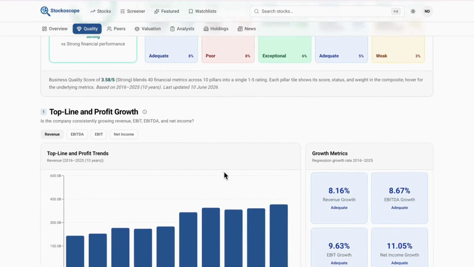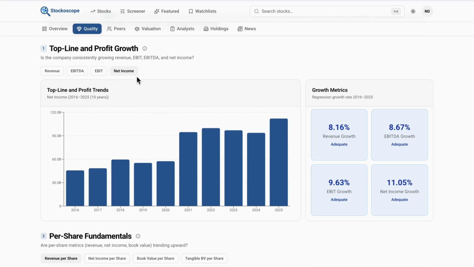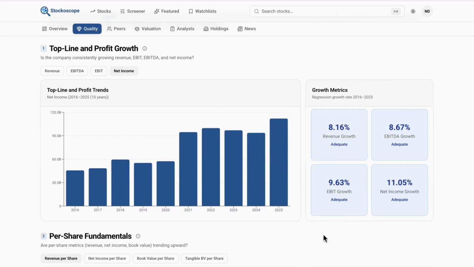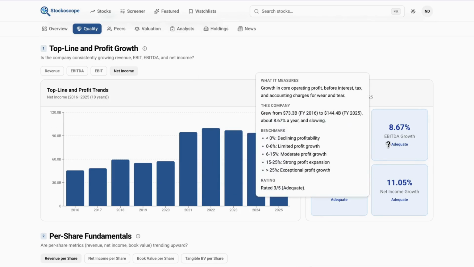Pillar 1 is top line and profit growth. The bar charts on the left track revenue, EBITDA, EBIT and net income over time, and you can toggle between the four using the chips at the top. The metric cards on the right show each one's compound annual growth rate at a glance. Consistent growth across all four signals strong demand and efficient cost management. Hover over any card for a full explainer about the metric.